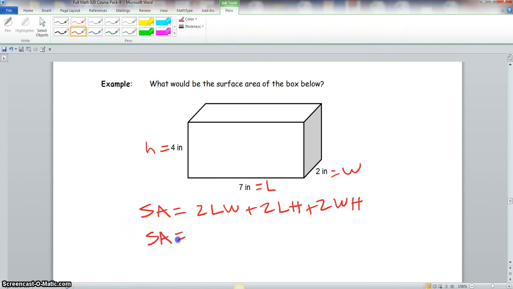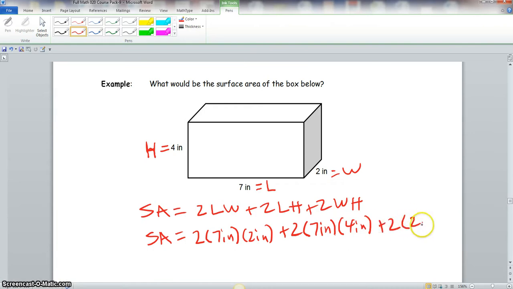Now we have surface area is equal to. Now one thing I need to do here, I need to change this H, make it capitalized, because whatever the variable is here, it must be the same thing here. We cannot have two different casings of the variables. So now we substitute. We have 2 times the length is 7 inches and the width is 2 inches. Plus 2 times the length is 7 inches and the height is 4 inches. Plus 2 times the width is 2 inches and the height is 4 inches.